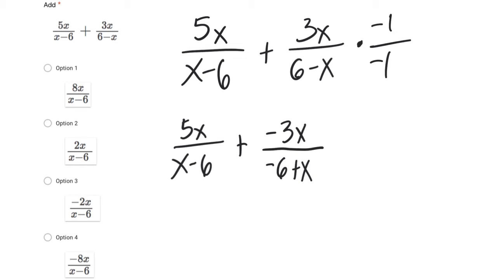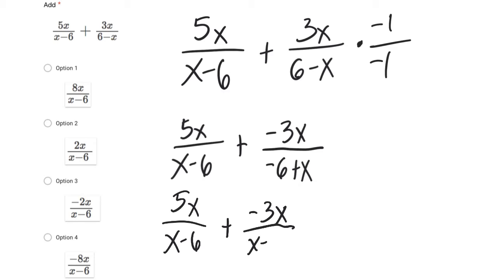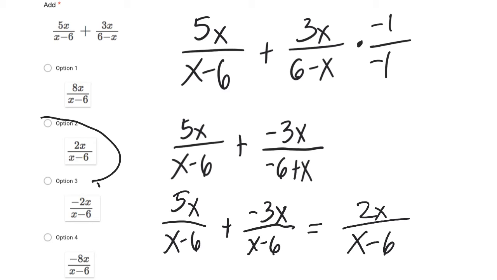So if I want to rewrite this to where it looks like that, then all I got to do is rearrange them. So I'm going to bring down my 5x over x minus 6 plus my negative 3x over, this is where I'm going to rearrange, instead of negative 6 plus x, I'm going to have x minus 6. Now my denominators match. So 5x minus 3x is 2x, and my final answer is 2x over x minus 6, which is option 2.